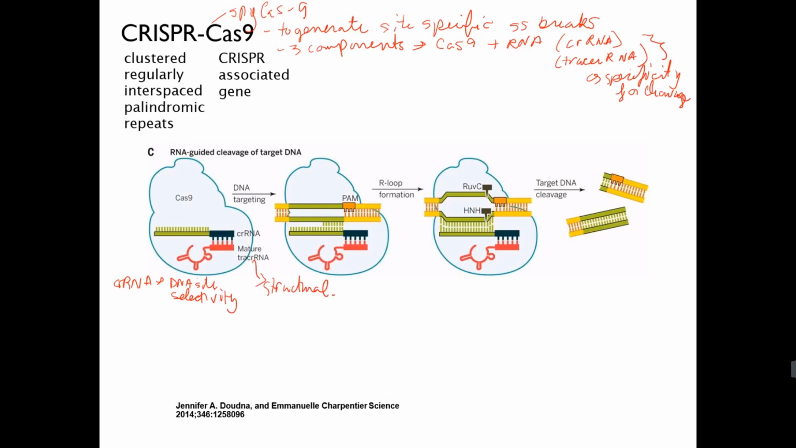And this CRISPR and tracer RNA, the combination of the two, has subsequently been engineered such that these two RNA molecules are now replaced with a single RNA. This was done by more or less inserting a loop between these two. Normally the CRISPR RNA contains the site selectivity part, this part here, and it's typically referred to as the guide sequence. It's about 20 nucleotides, and it's what guides the Cas9 to its cleavage site.